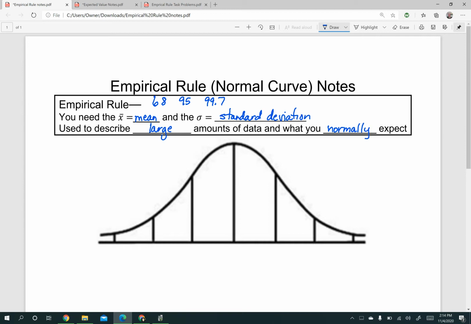Okay. So this is a normal curve, what you see here. The number in the middle here would be the mean. Okay. And each of these is a standard deviation away. So you would add one standard deviation, add two standard deviations, add three standard deviations. And on this side, we would subtract one standard deviation, subtract two, subtract three.